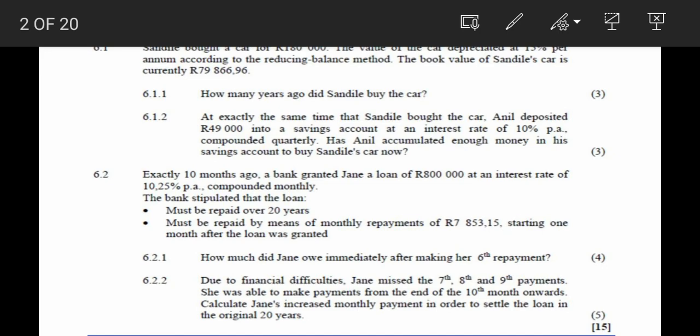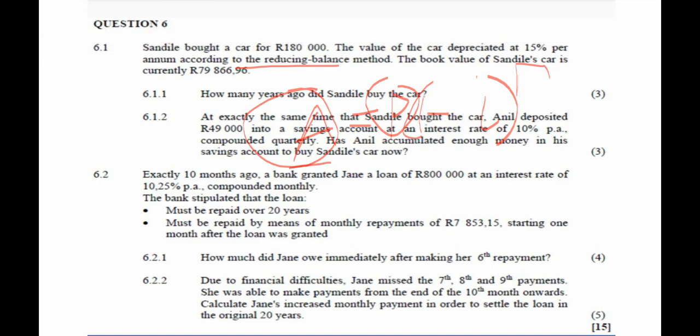79,866.96. Now, if you can remember from grade 11, if we have the reducing balance method, we know that this is simply just like the compound formula, just with the minus here. So we have 1 minus i, and then to the power of n. This is the reducing balance method. So here A is the book value, and P is the principal amount, which is the amount of the car before it depreciated.